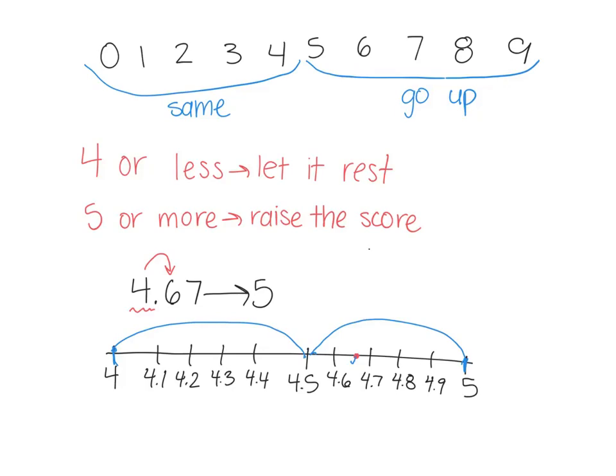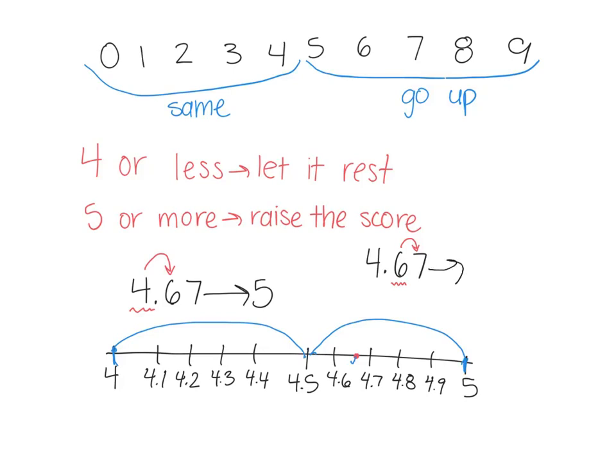I could also round 4 and 67/100ths to the nearest 10th. So there's the 10th place. I'm going to look to the right, and I see a 7. 7 falls right here. 5 or more, I'm going to raise the score. It's more than 5, so I'm going to raise the score. So I change the 6 to a 7.